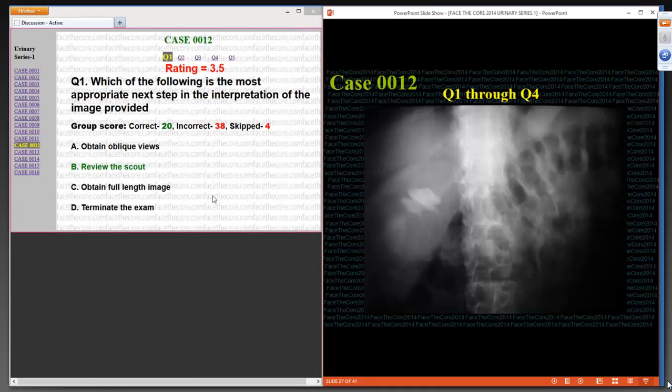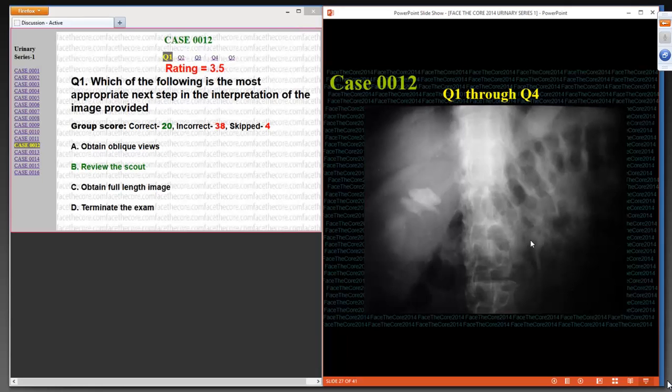Which of the following is the most appropriate step in the interpretation of the image provided? If you have not been shown a SCOUT and there is contrast in the kidneys, the first thing to do is to look at the SCOUT image. When we used to prepare people for the oral exams, we used to tell them, shout for SCOUT. They had to ask for SCOUT. And that requirement is not going to disappear just because now the questions are being asked in a multiple choice fashion. You will come across those kind of questions as to whether you're going to ask for SCOUT or not.